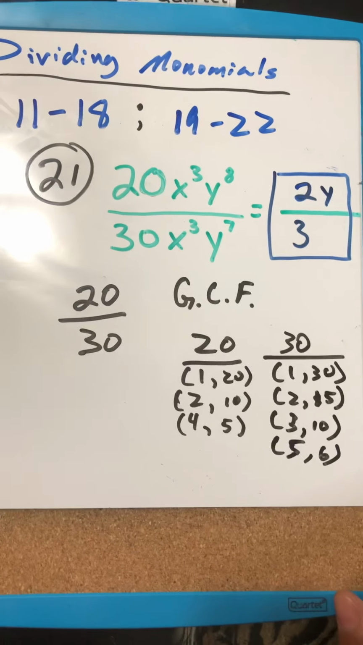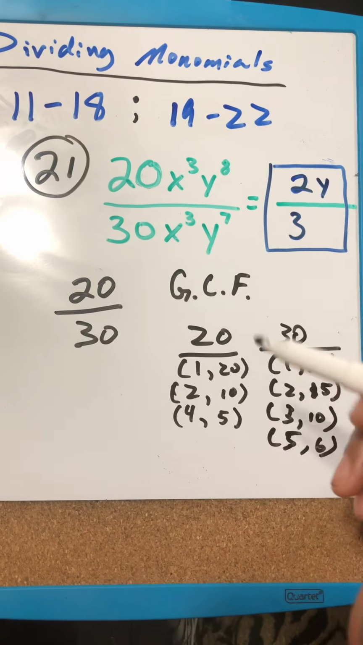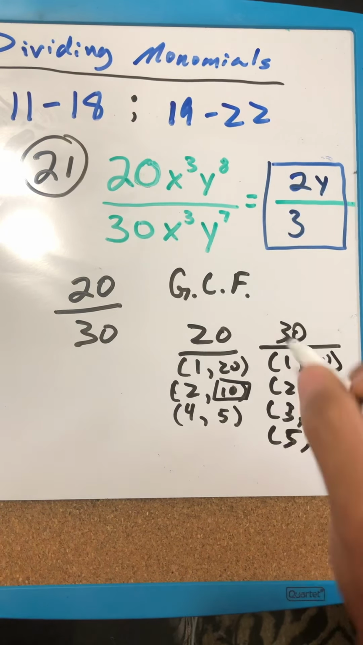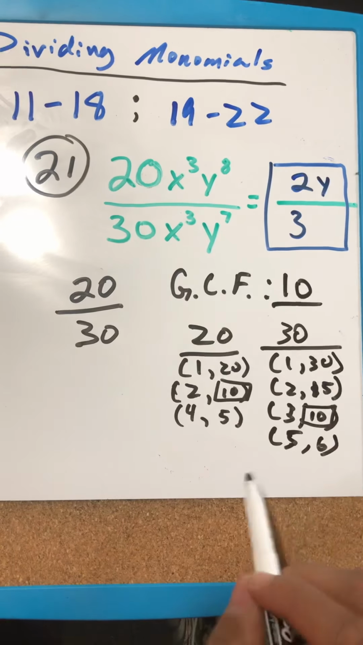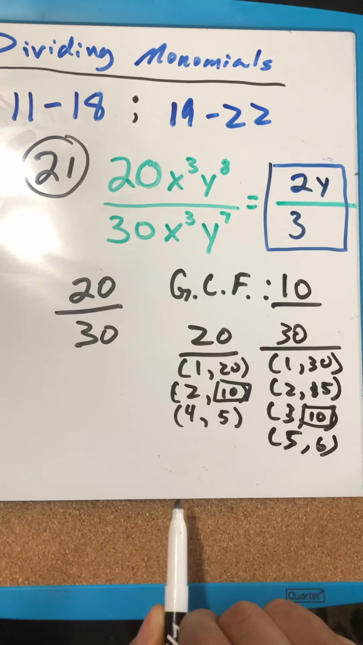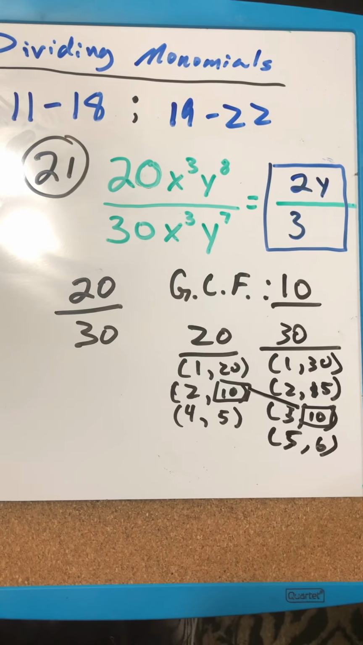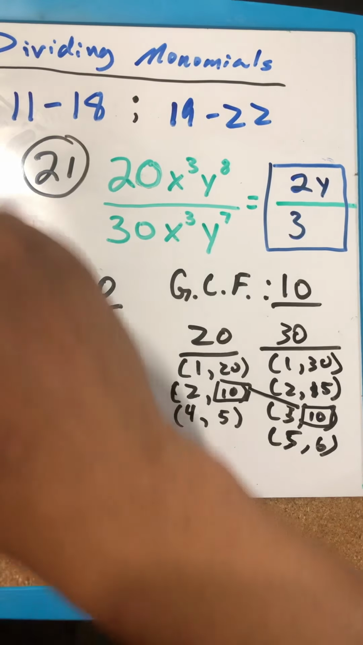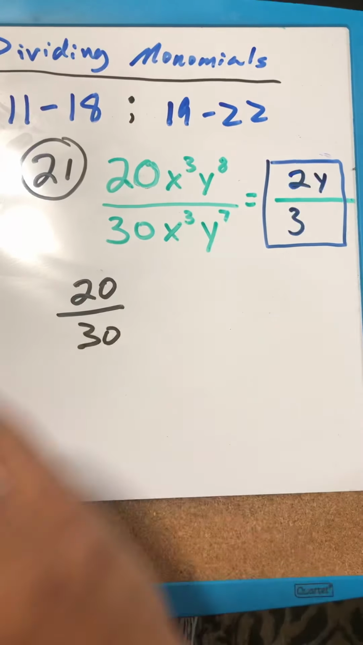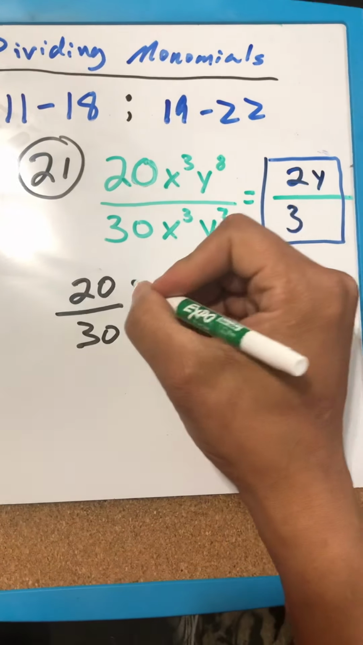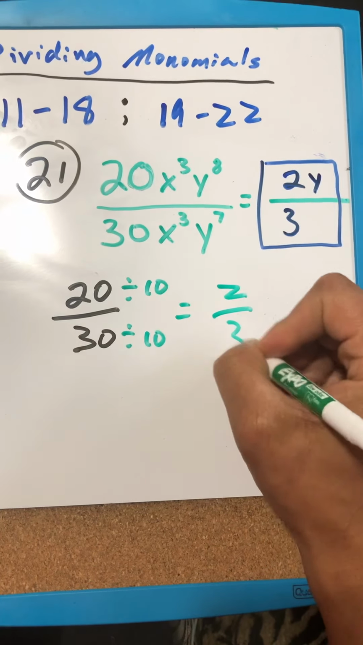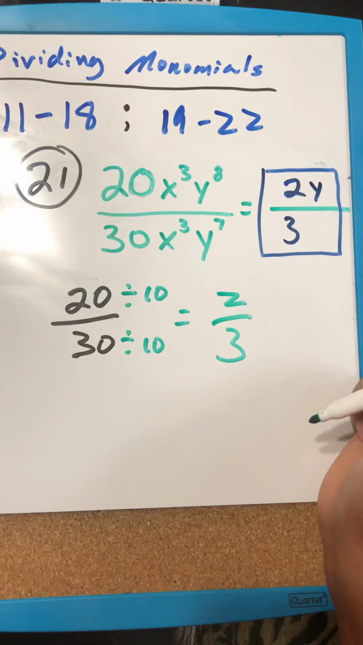Now, as you can see, they have a lot of factors in common, but we're only interested in the greatest common factor. The greatest common factor is 10, because they both have the 10 in common. They also have a 2 in common, they have a 1 in common, and they have a 5 in common. But we're just interested in the greatest one they have in common. Now, you take that GCF, and what you do with that is you divide the top and bottom by that number. And you get 2 over 3, the exact same thing we got when we expanded out.